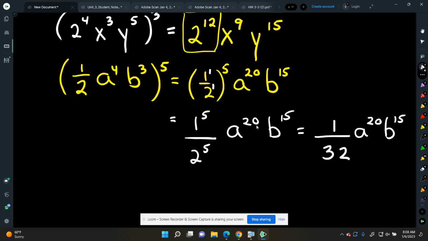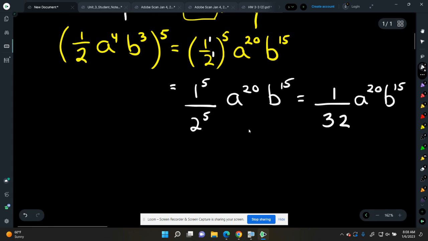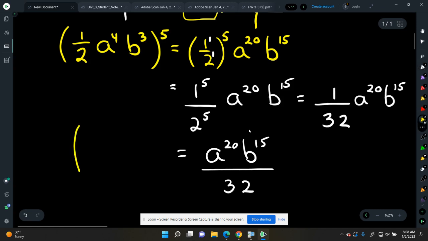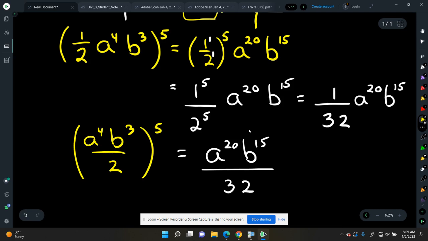Okay. So when you have a fraction, you also distribute the exponent. Leilani? I was gonna say, why don't you just put the a and b at the top first, and then. You can do that also. Yes, you can also do that. So that can be rewritten as a to the 20, b to the 15 over 32. So, Leilani, am I understanding that what you did was you rewrote this as a to the 4th, b to the 3rd over 2, like that? Yeah, that's excellent. Absolutely, you can do that.